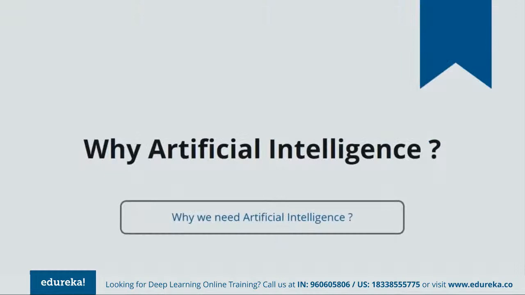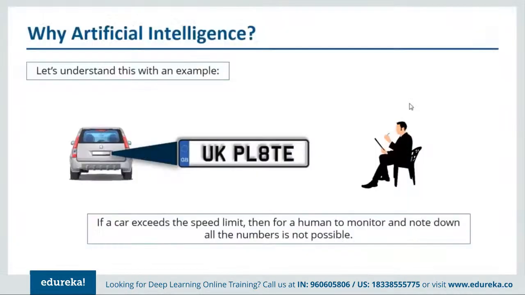But the first thing that we need to focus on is why artificial intelligence? Why do we need artificial intelligence? Now let us understand this with an example. Nowadays, if you have noticed, if your car exceeds the speed limit, you'll get a letter, basically a challan, at your home. How do you think that happens? Do you think that there's a person sitting in a chair and actually noting down all the number plates that cross the speed limit? Well, that is not possible because there might be millions of cars that pass through that road, and at once there might be many cars passing through that road. So for a human being to actually do this task is next to impossible.